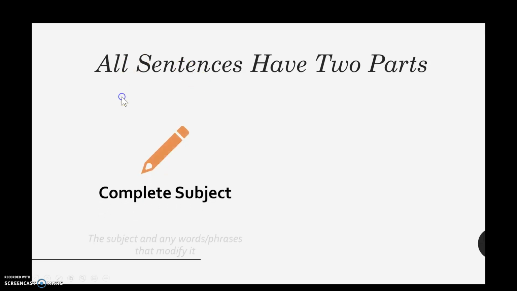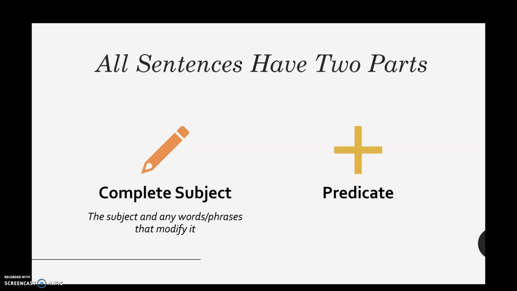So all sentences have 2 parts. A complete subject, which is the subject and any words or phrases that modify it. So the complete subject will include any adjectives, for instance, that modify the subject. And the predicate, which is the verb, and any words or phrases that modify it. And it can be helpful to think of it as two halves of a sentence, even though normally the subject half is much shorter than the predicate half. You have to have a complete subject and a predicate for a sentence to be complete, for a sentence to make sense, for it to be a complete thought.